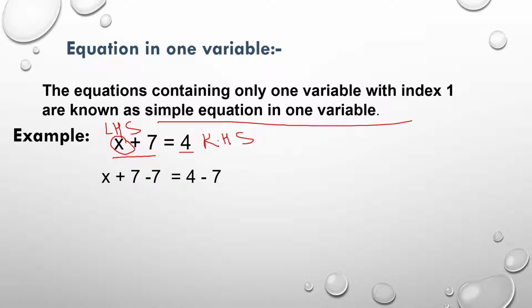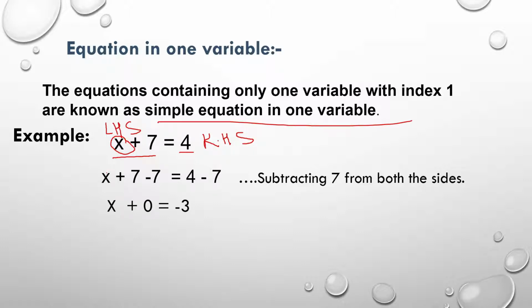After subtracting, plus 7 and minus 7 will become 0. So x plus 0 is equal to, now 4 minus 7. Now both the numbers have different signs. So what you have to do? Subtraction. So 7 minus 4 is what? 3. 7 is the bigger number. Before that which sign is there? Minus sign is there, so minus 3. So x is equal to minus 3.